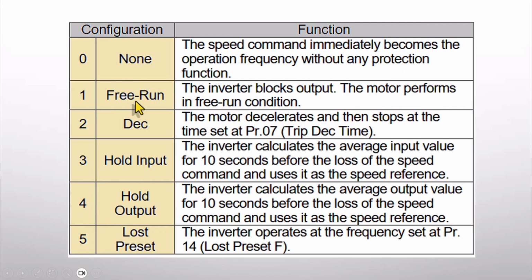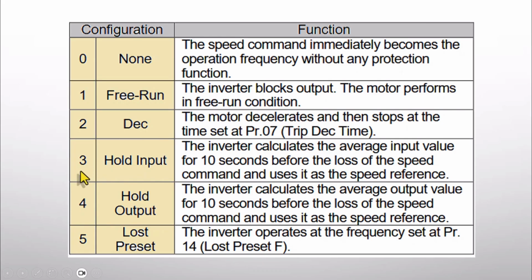If you select this option, as soon as the inverter detects a command loss of the input signal, the inverter output will go into free run mode and your electric motor will gradually begin to come to a stop based on its own inertia. But if you set it to the next option, which is DEC, when the inverter detects a command loss, based on the deceleration time that you have configured in PR07, or the trip deceleration time, it will then initiate the process of decelerating and stopping the connected electric motor.